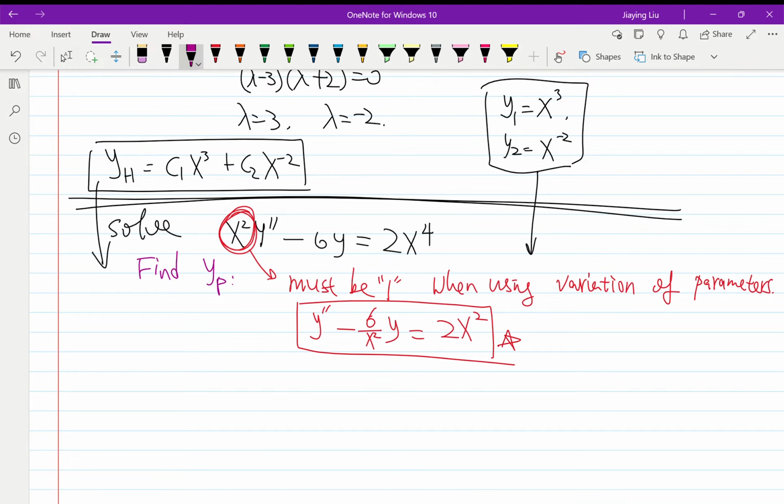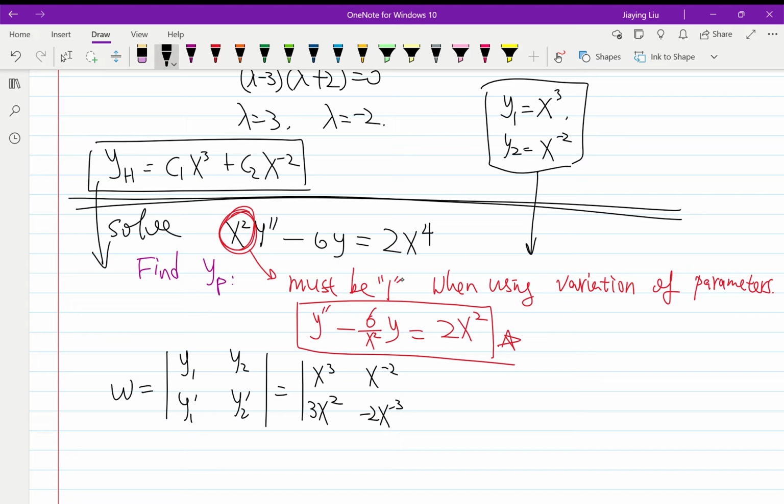So now we're going to apply the trick that Professor Gibson shared, or use a different way, solving a system of equations. But if you use the Wronskian, W is going to be the determinant of this matrix: y1, y2, y1 prime, y2 prime. The y1, y2 are from the homogeneous solution when we solved for it. So that's going to be x cubed, x to the negative 2. Then we take the derivatives: 3x squared, negative 2x to the negative 3.